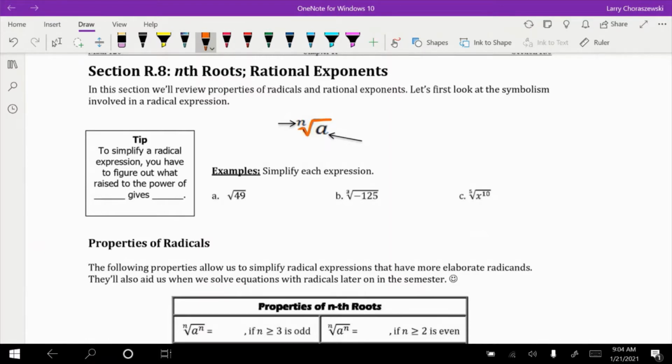So if it's not a square root, you'll usually see a number on the legs right here. And generically speaking, we typically write that as n. And this has a special name associated with it. It's known as the index. And it defines the type of radical that you're trying to apply on the inside expression, which could be a number, a variable, a mixture of numbers and variables. This is known as the radicand.